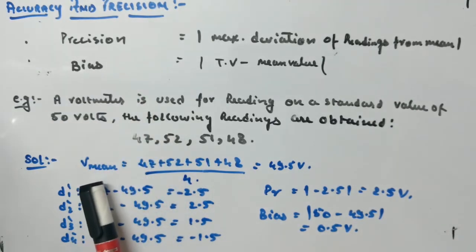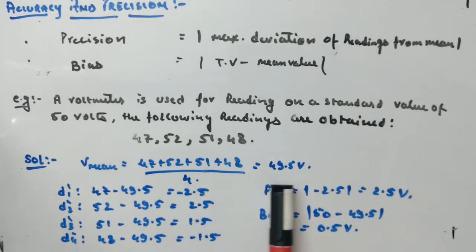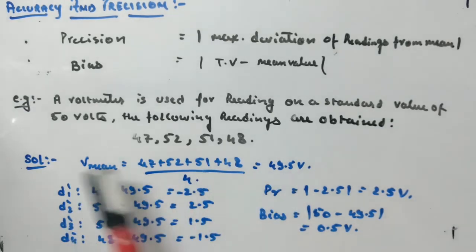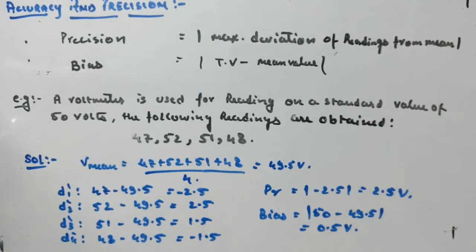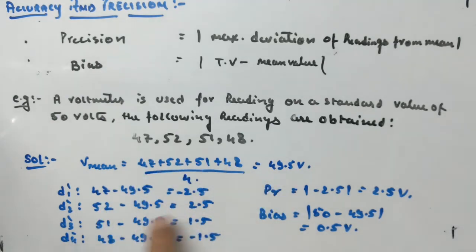So first you can calculate the mean value of readings, that is 47 plus 52 plus 51 plus 48 divided by 4, that comes out to be 49.5 volt. Now the deviation you will calculate with respect to this mean value, not with the true value. Previously you calculated with respect to the true value in the accuracy case, but here you will calculate with respect to the mean value. So 47 minus 49.5, that is minus 2.5, 52 minus 49.5, that is 2.5, 51 minus 49.5, that is 1.5, 48 minus 49.5, that is minus 1.5. These are volts. So precision will be the modulus of the maximum one, which is minus 2.5.